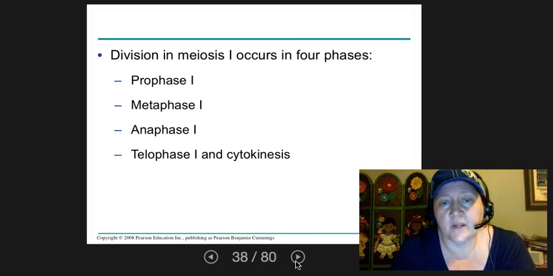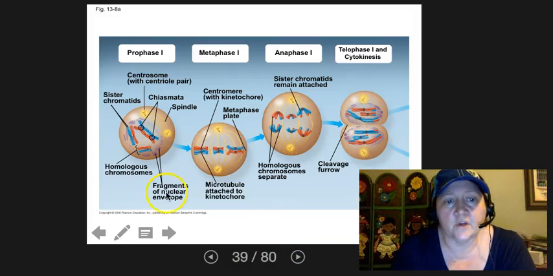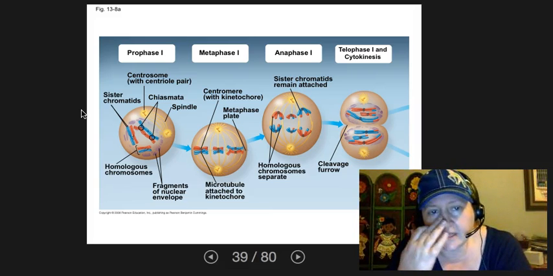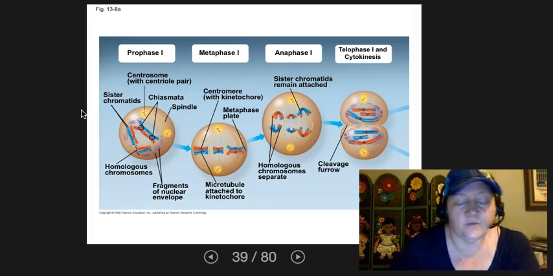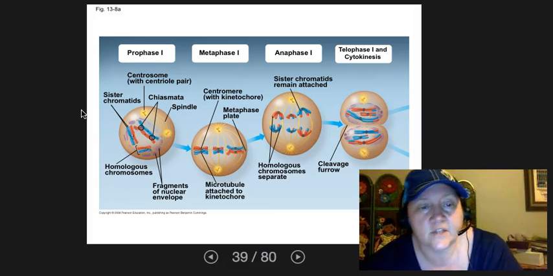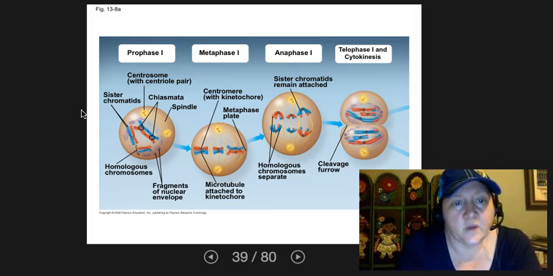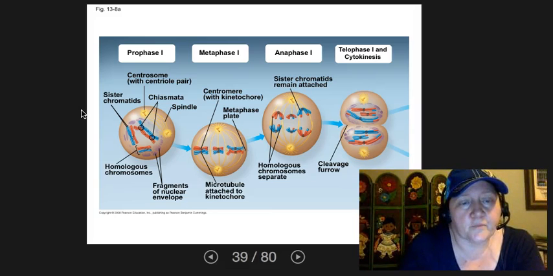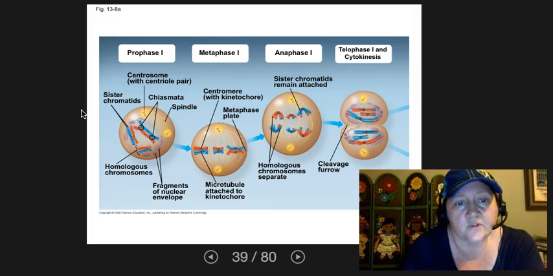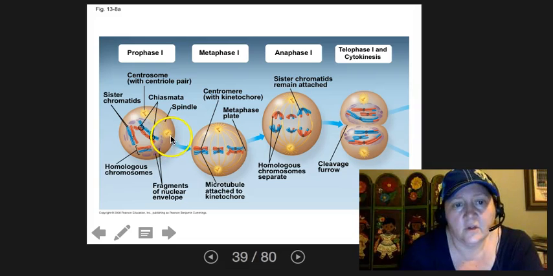Okay, meiosis 1 has 4 stages. Here's what they look like. In prophase 1, we've come through interphase. We've replicated that DNA, so now every chromosome is made up of a pair of sister chromatids attached at the centromere. In prophase 1, the centrosomes are moving towards the opposite poles. There are 2 centrosomes there, in yellow, and they're forming their spindle apparati. Each chromosome is made up of sister chromatids.